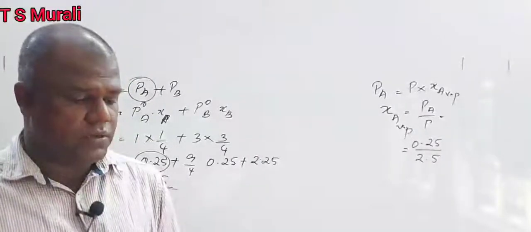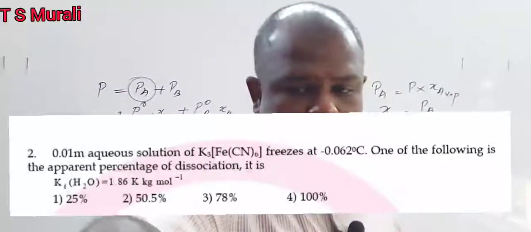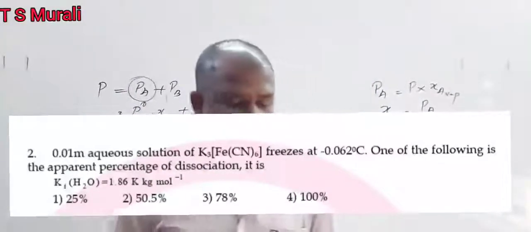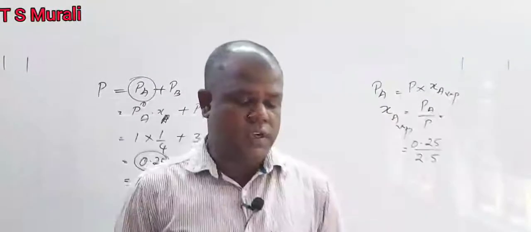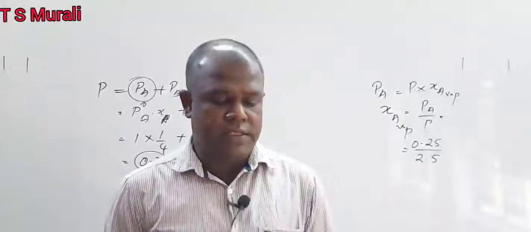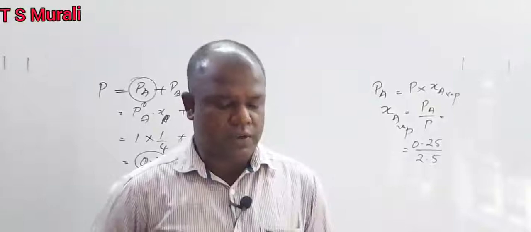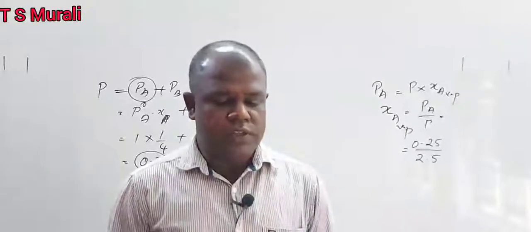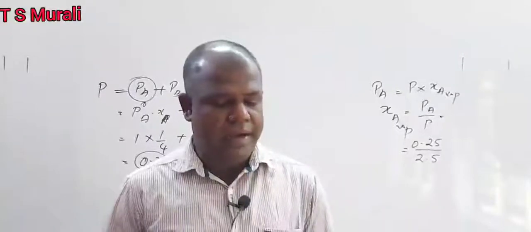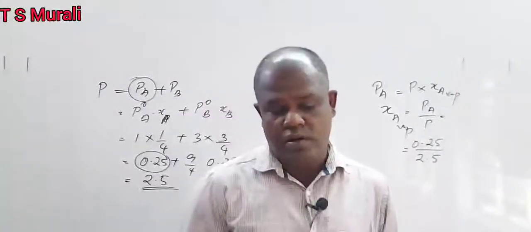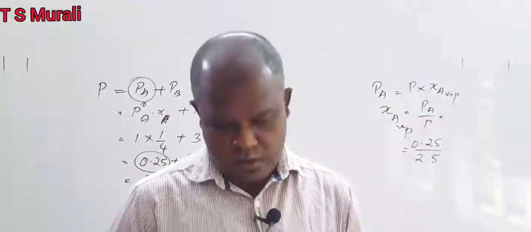Okay, the next question, number 2. 0.01 molar aqueous solution of K3Fe(CN)6 freezes at a temperature of minus 0.062 degrees C. Freezing point is negative, it's a normal thing for an aqueous solution. Which one of the following is the apparent percentage of dissociation? That means you are asked to find the percentage of dissociation, alpha.